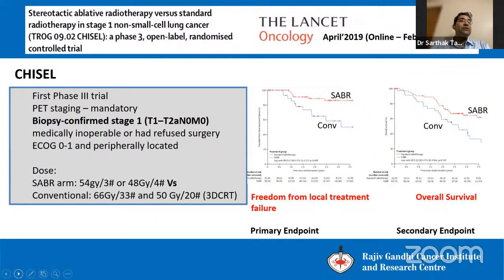And this is absolute level 1 evidence, which has shown that with regards to SABR in comparison to conventional radiotherapy, the freedom from local treatment failure as well as overall survival was significantly higher for SABR, and that's what we're looking for in level 1 evidence. And as of now, in medically inoperable patients, SABR is the standard line of treatment, and that's something that needs to be put across.